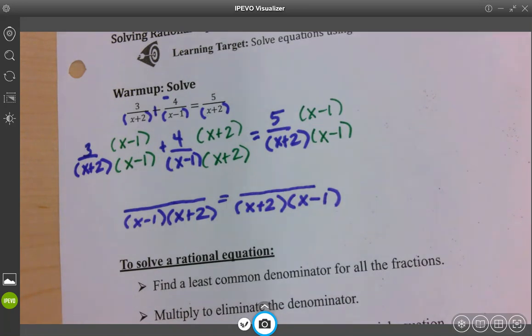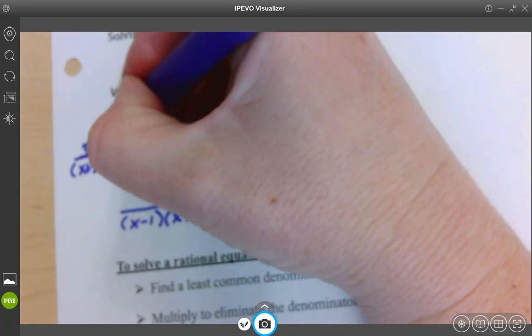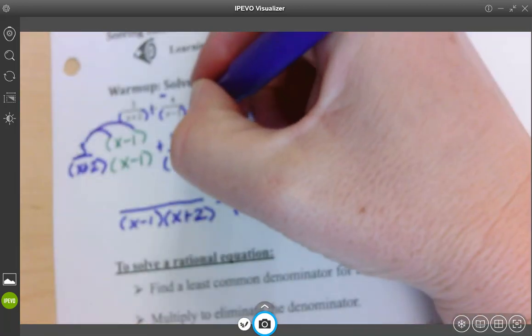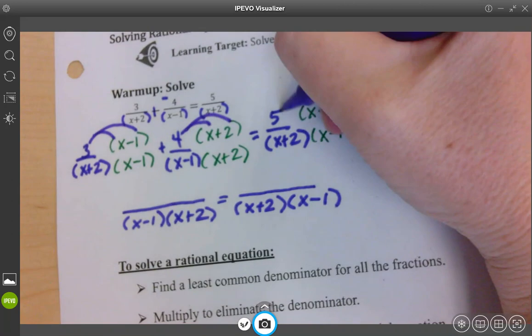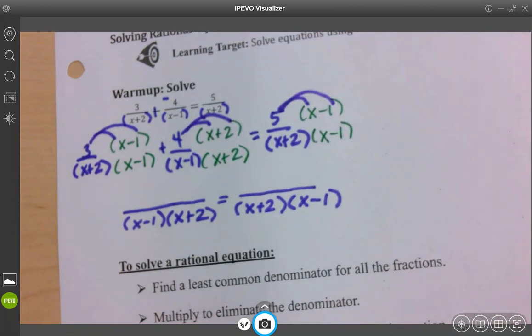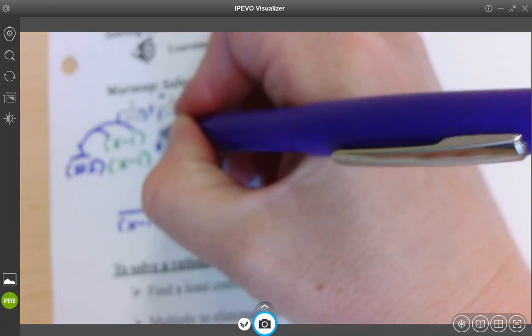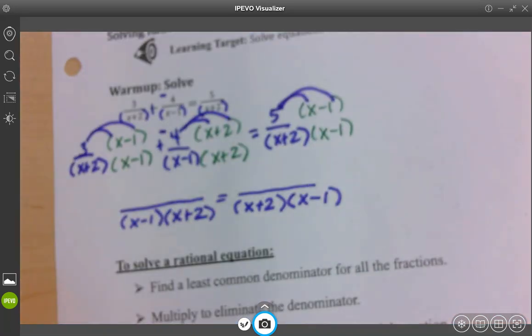All right, so I'm going to distribute the 3, and I'm going to distribute the 4, and I'm going to distribute the 5. Oops, so it's not a 4 though, is it? You guys see that? I forgot the negative. So make sure you don't do like that. Don't forget your negative.